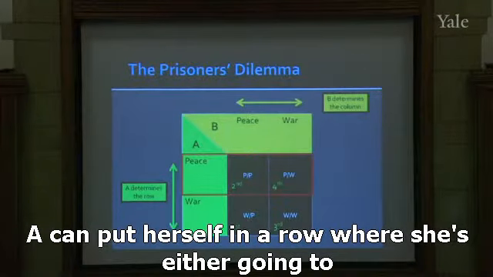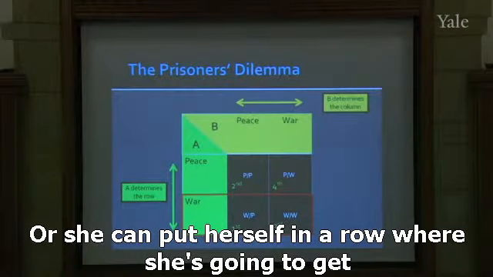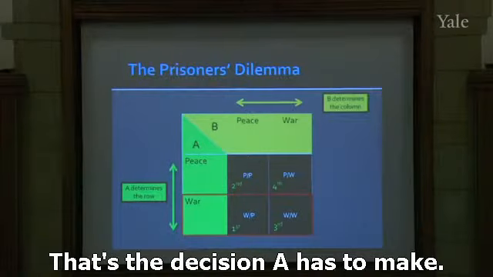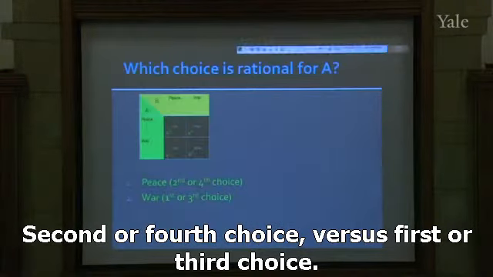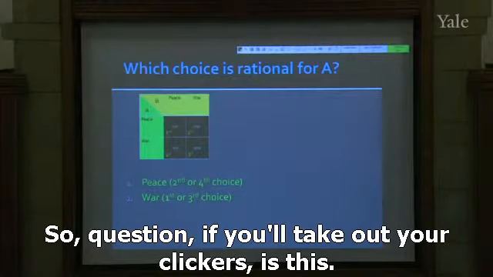A can put herself in a row where she's either going to get her second choice or her fourth choice, or she can put herself in a row where she's going to get either her first choice or her third choice. That's the decision A has to make. Second or fourth choice versus first or third choice. That's it.